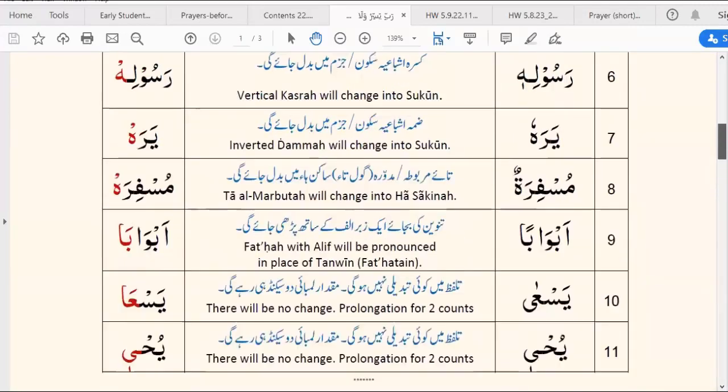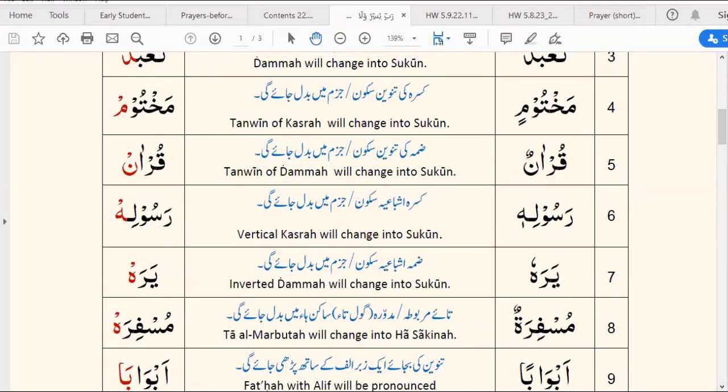A'udhu billahi minash shaitanir rajim. Bismillahir rahmanir rahim. Good. Now I'm going to do rules 6 and 7 with you. And what you do here is you have your vertical sign. So you have a vertical kasra at the end of here and an inverted dhamma here. And basically these, if you remember from past lessons, need to be elongated or extended for up to 2 seconds. I'll explain, and then when we go to the lesson, you can practice.